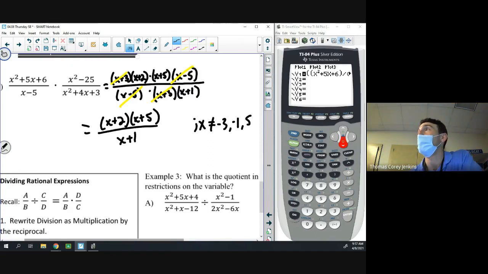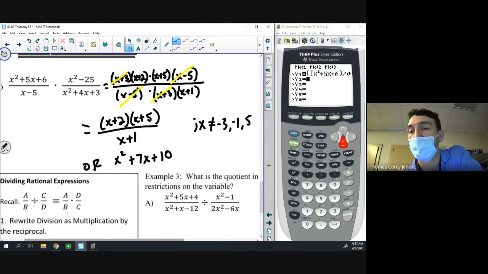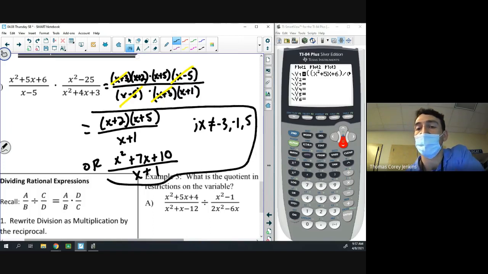If they don't, though, you just have to multiply that out. So if you multiply it up top, you get x squared plus 2x plus 5x, or plus 7x plus 10. All right, and then you've got your restrictions over there as well. Make sure we say the word or there. All right, so both are equivalent and both are reduced. Does anybody have any questions on that?